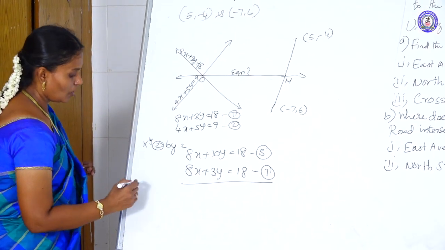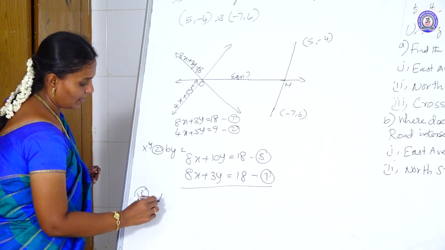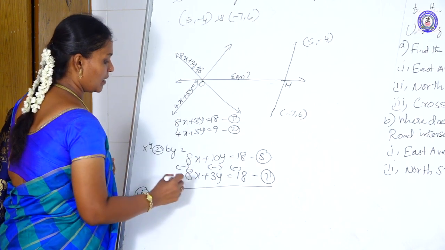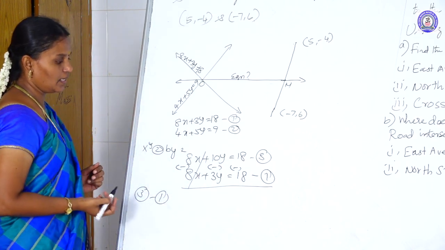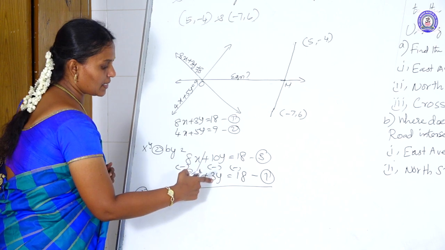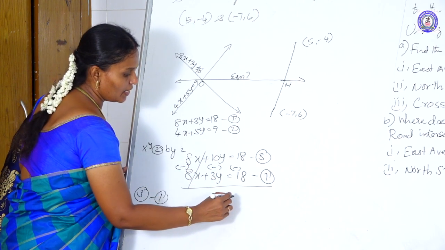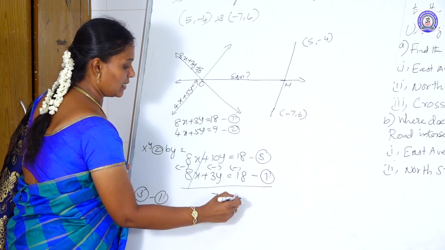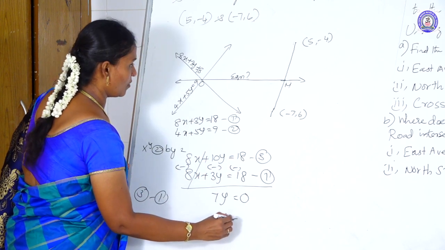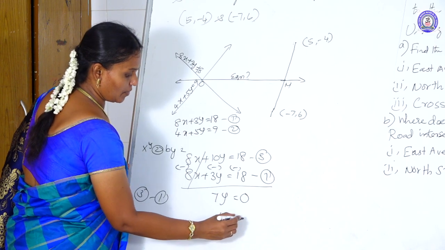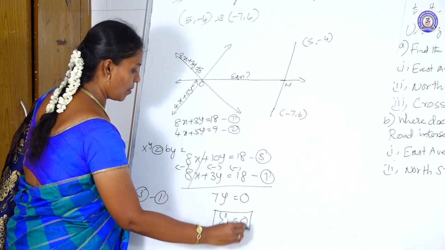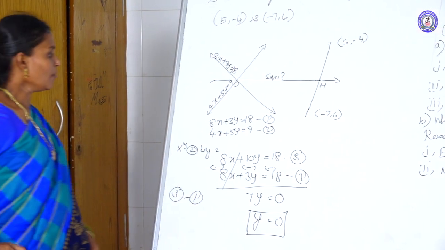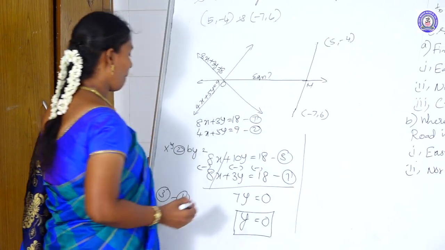Okay, so now these two have the same sign, positive. So subtract: equation 3 minus equation 1. Change the sign, minus minus minus. Here 8x minus 8x cancels. 10y minus 3y is 7y. This is equal to 18 minus 18, which is 0. So y is equal to 0 by 7, which is 0. y is 0. Okay, then see the next step.